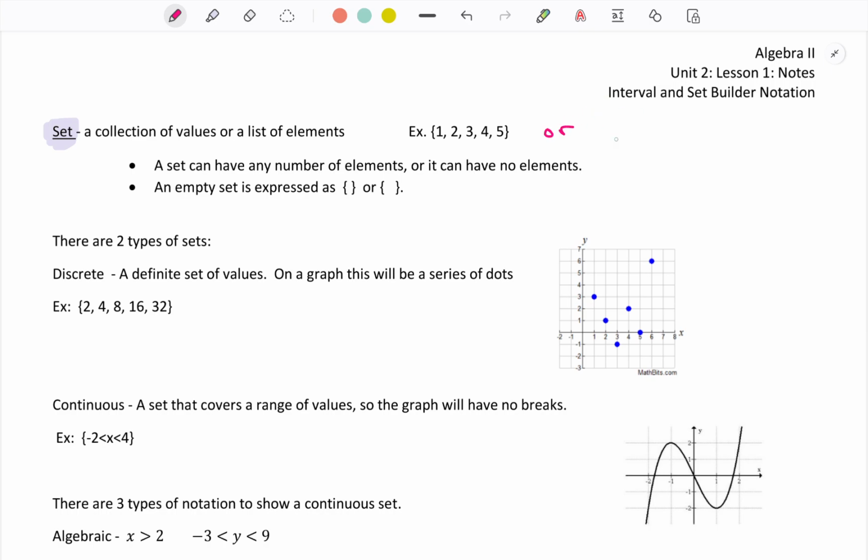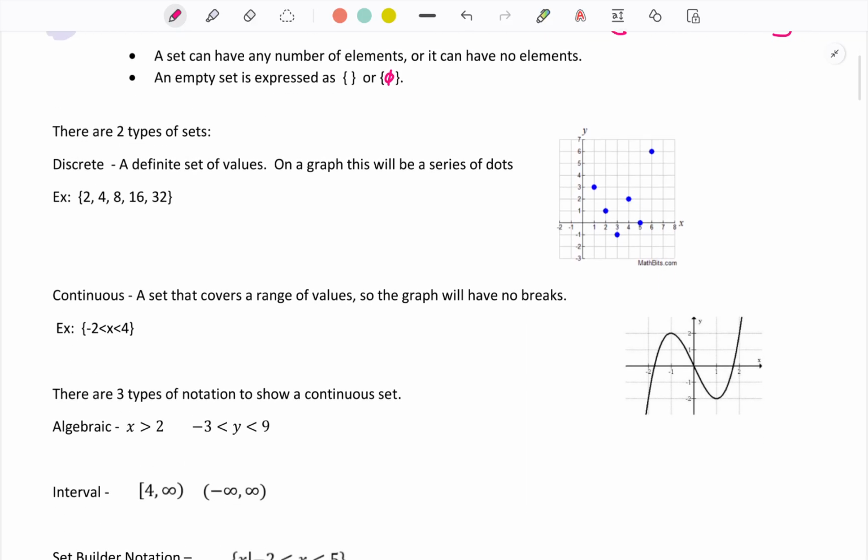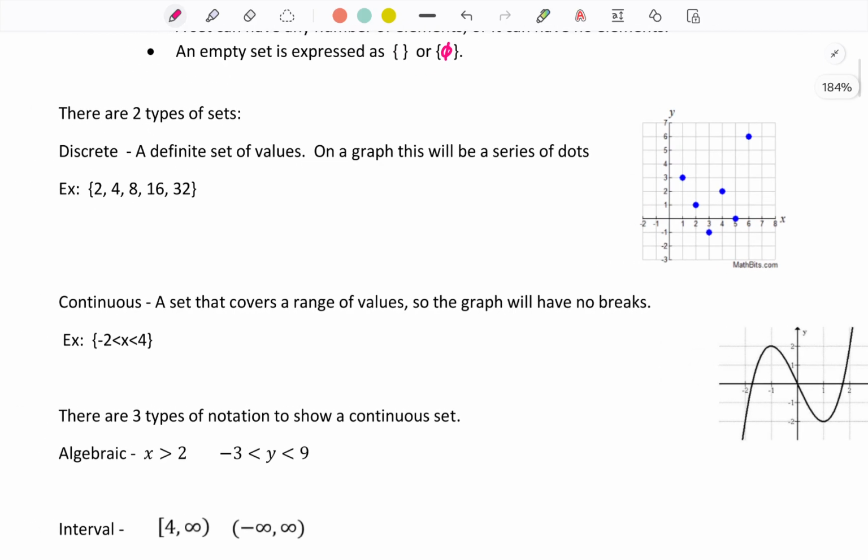So it can also be something like -1 is less than or equal to x, which is less than 7, because it'll take care of all of those values. It can also be empty and expressed just as empty brackets, or you can have just that null symbol inside of those brackets as well. We have two types of sets. You have the discrete set, which is just the list of values. You can just list them, or you can even list it as dots on a graph.